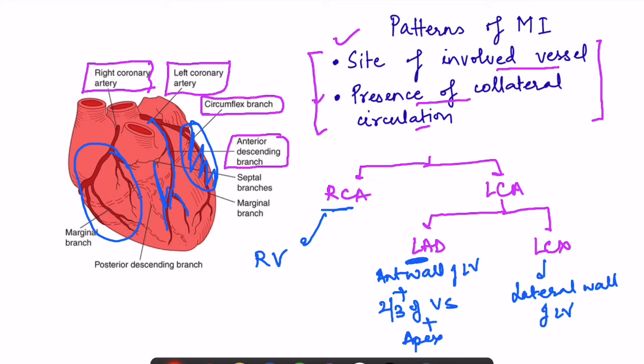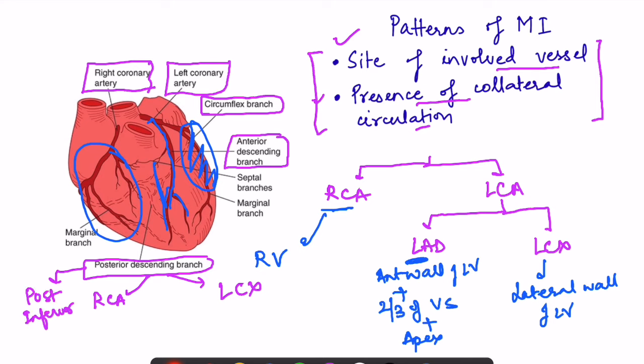Well, there is another artery, that is the posterior descending branch, and this posterior descending branch can arise either from the right coronary artery or it can arise from the left circumflex artery. And this posterior descending branch supplies the posterior wall, the inferior part of the left ventricle, and also the posterior 1/3 of the ventricular septum.